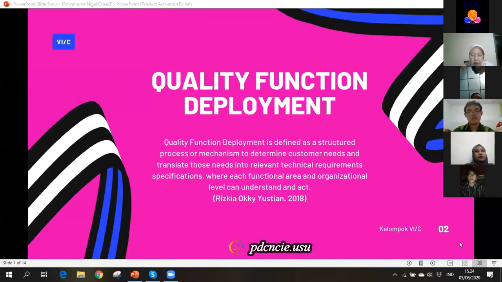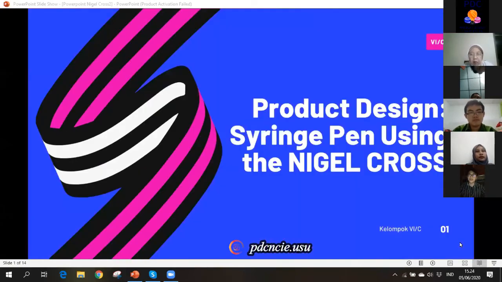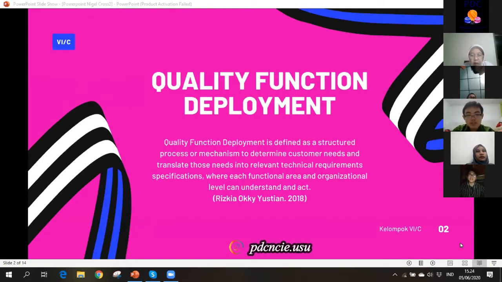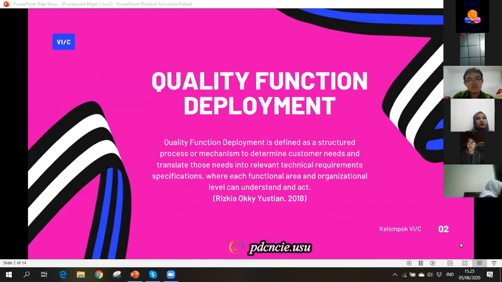The topic of our presentation is product design, syringe pen using the Nigel Cross method. Nigel Cross certainly cannot be separated from the QFD. So let's start by discussing what QFD is. QFD is quality function deployment. Quality function deployment is defined as a structured process or mechanism to determine customer needs and translate those needs into relevant technical requirement specifications that functional areas and organizational levels can understand and act on. It is stated by Rizkia Oki Yustian.